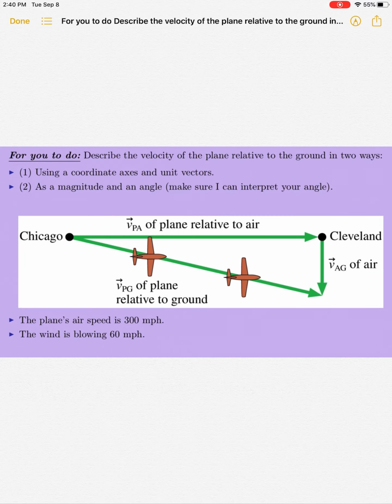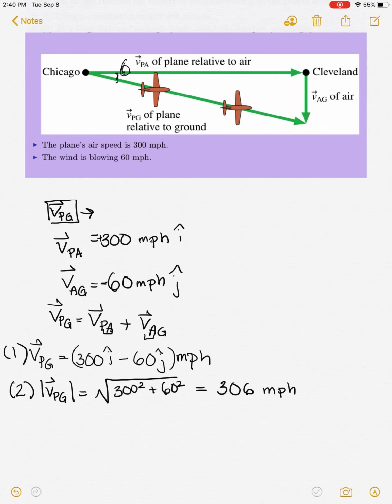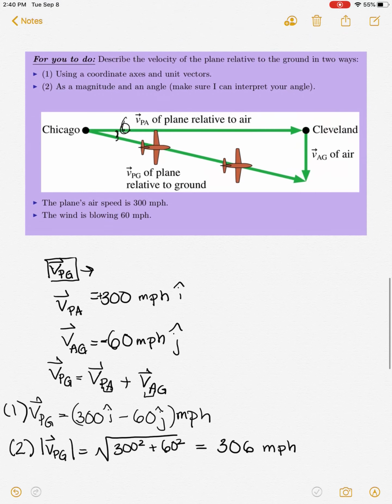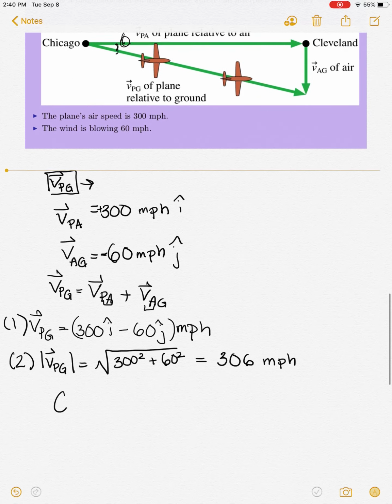And if I wanted to figure out that angle, this is going to be theta. If I want to figure out theta, I can do that by taking the opposite, which is the VAG over VPA. So then I have theta is equal to the inverse tan of VAG divided by VPA.